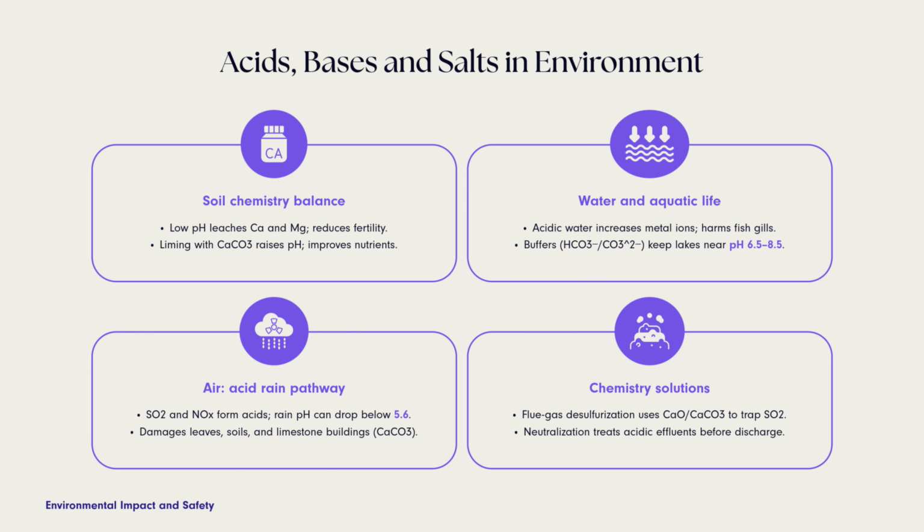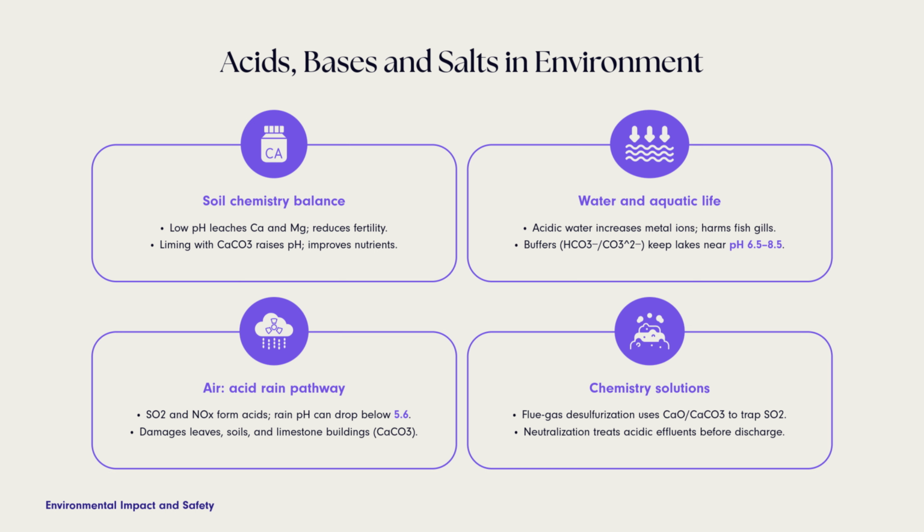Acid, bases and salts in the environment. Soil chemistry balance. Low pH leaches calcium and magnesium, which reduces fertility. Liming with CaCO3 raises pH, which improves nutrients. Water and aquatic life. Acidic water increases metal ions, harming fish gills. Buffer of HCO3- and CO3 2- keeps lake pH near 6.5 to 8.5.